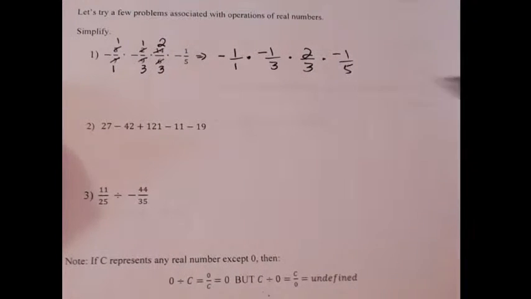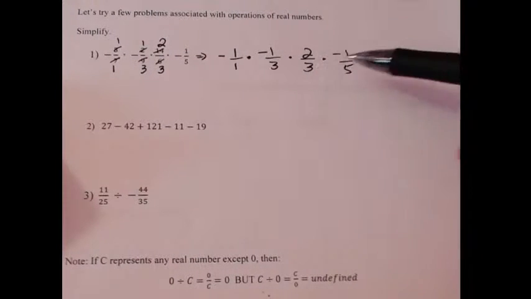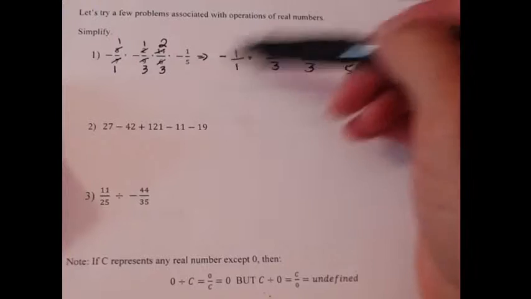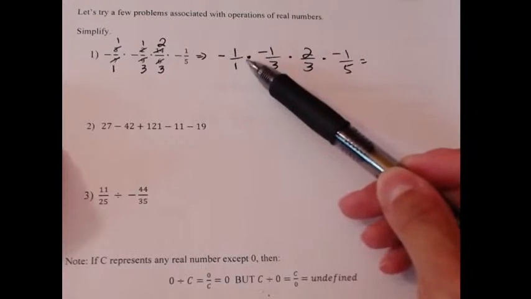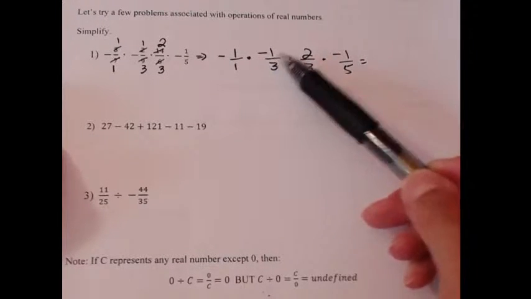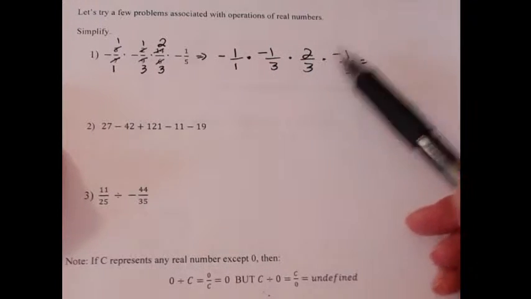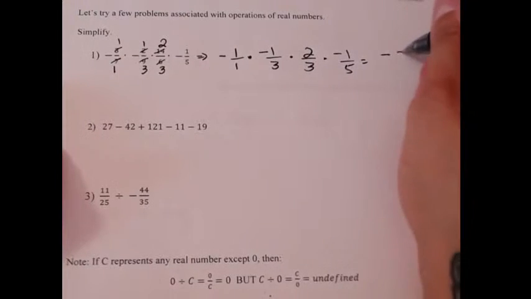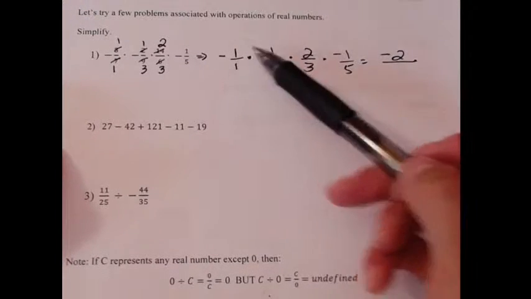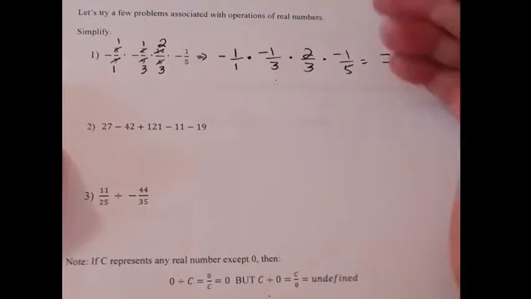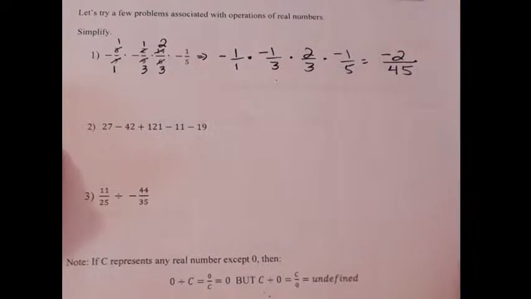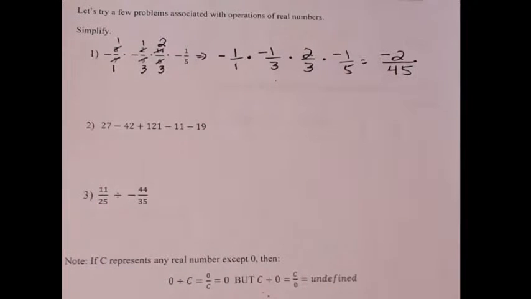So at this point, I want to notice, numerator to denominator, that we actually can't reduce anywhere else. So I'm simply going to move from left to right. -1 times a -1, +1, times 2, +2, times a -1, -2. And then 1 times 3, 3, times 3 is 9, times 5 is 45. So when you said -2/45, you were totally correct.